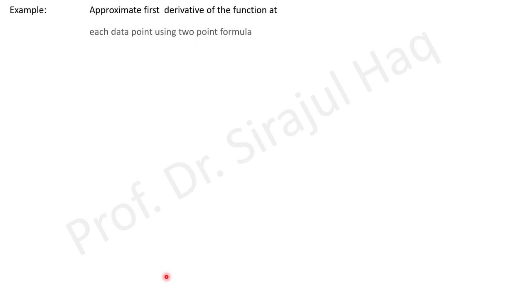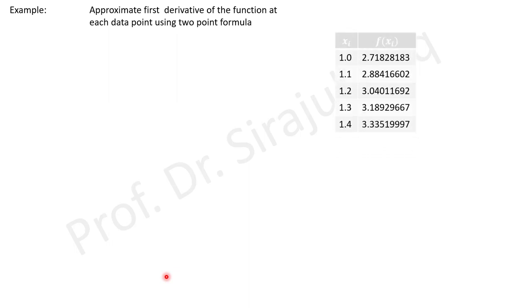Let's consider another example. Approximate the first derivative of the function at each data point. This is your data. This time, I don't have the function, but I have values of the function. So remember, we will not be in a position to find the upper bound of the error in this case because the function is not known.